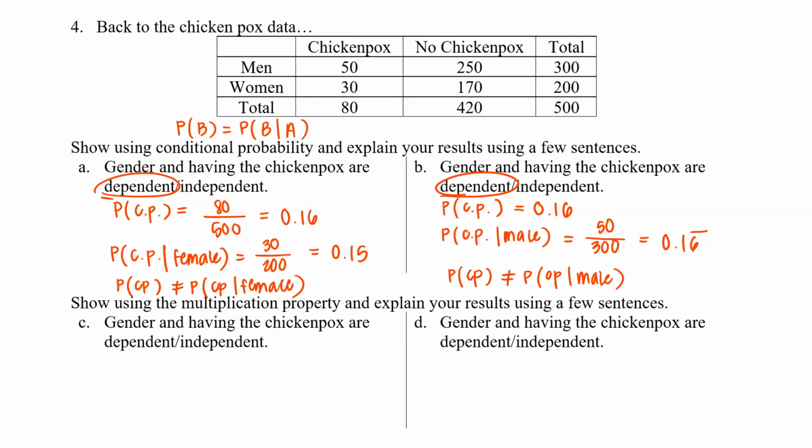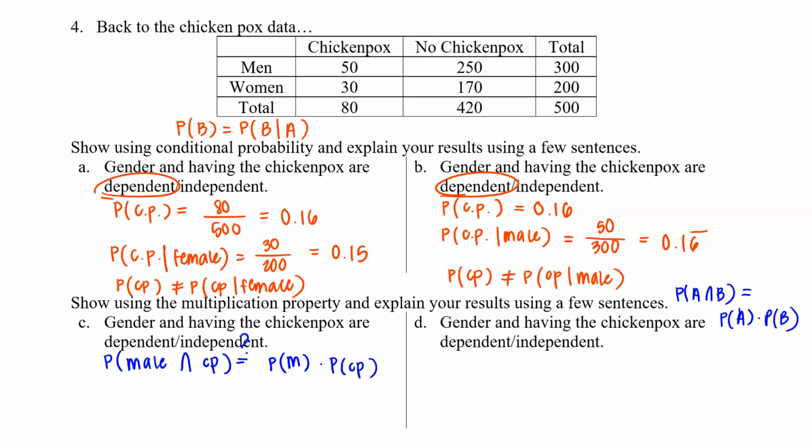Show using the multiplication property and explain your results using a few sentences. The multiplication property would be the probability of both A and B occurring is equal to the probability of A times the probability of B. The probability of male and chickenpox is equal to the probability of male times the probability of chickenpox. We want to see if these two are equal to one another.